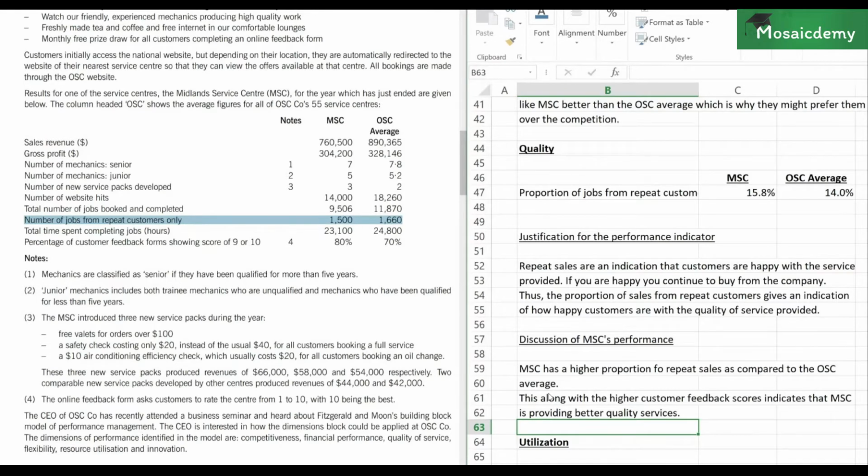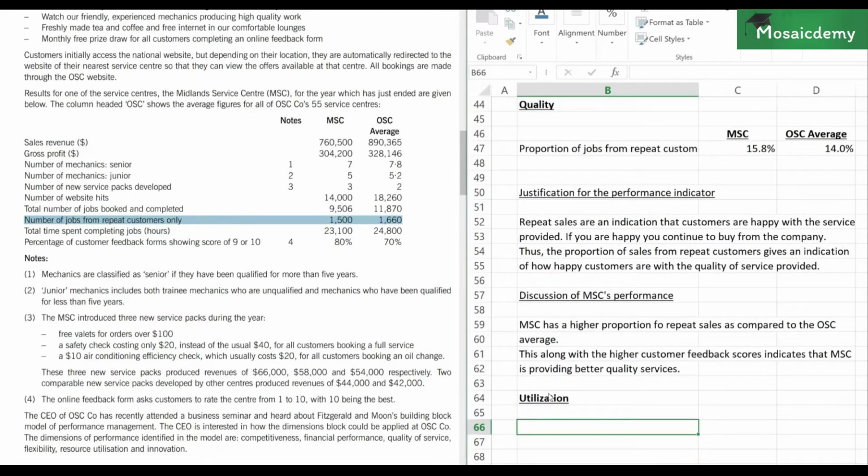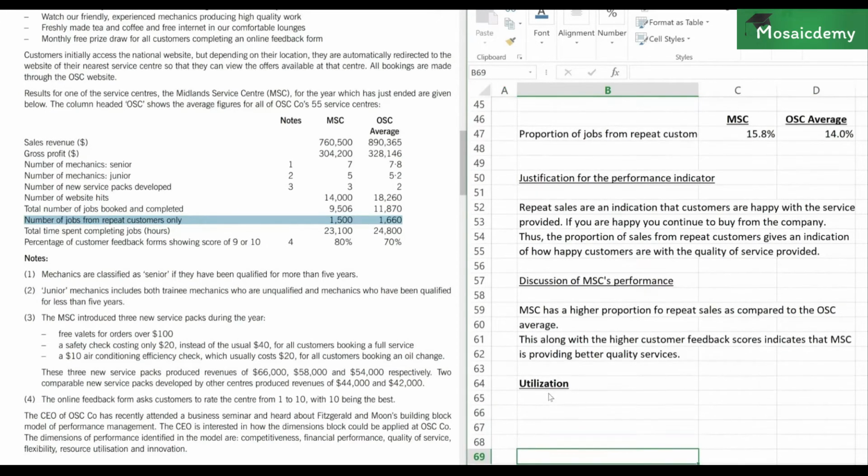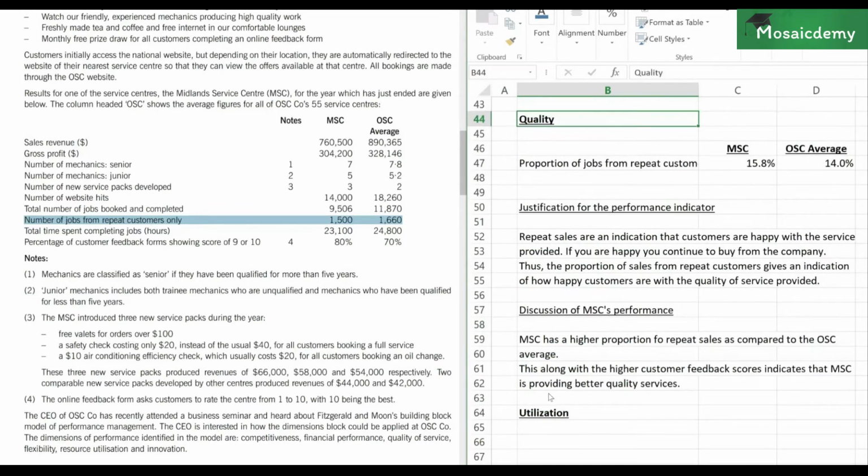Okay, so there's that. After that, utilization, resource utilization. Usually when we talk about resource utilization, it either has to do with the staff of a company or with some assets potentially. With service companies, because the building block model, if you recall, is primarily focused on service companies, the focus is usually on staff utilization. So let's see what we can do for that. Let's just copy the format again.